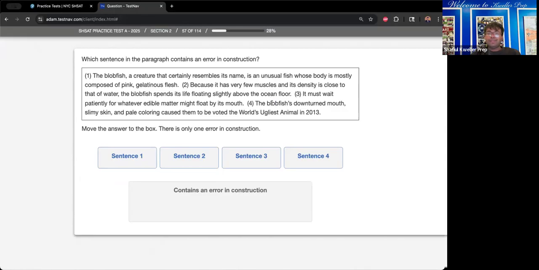Oh yeah, we did do this. I just remember the blobfish. Blobfish is a singular word. The blobfish caused them. That doesn't make sense. There's an error in construction here. So it should be it, because the blobfish is a singular thing.